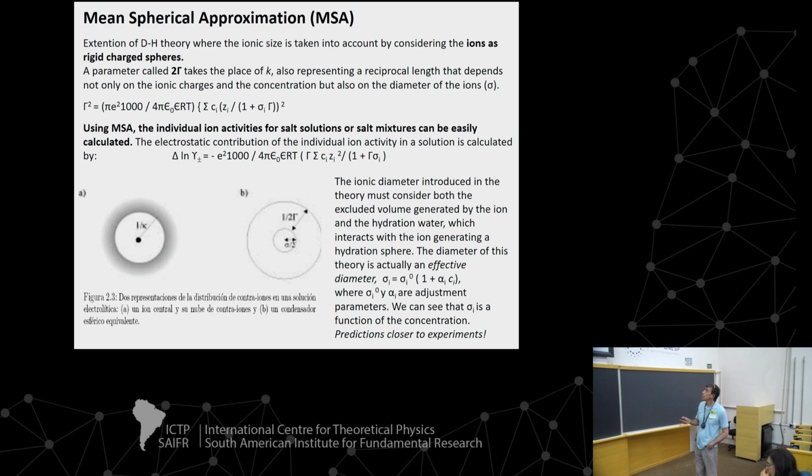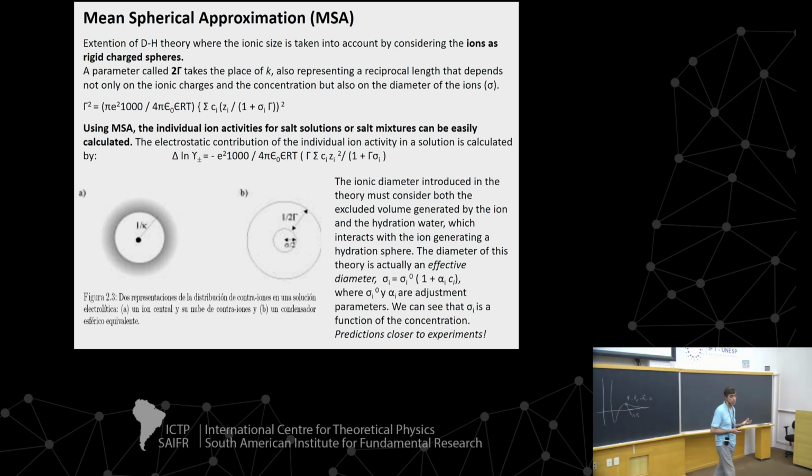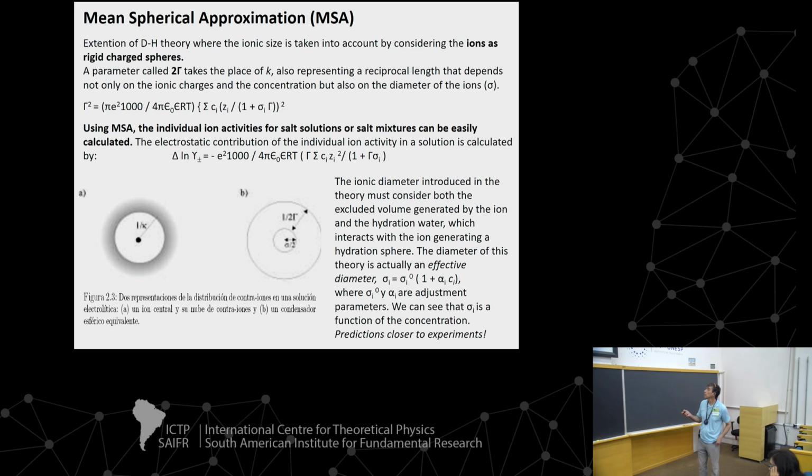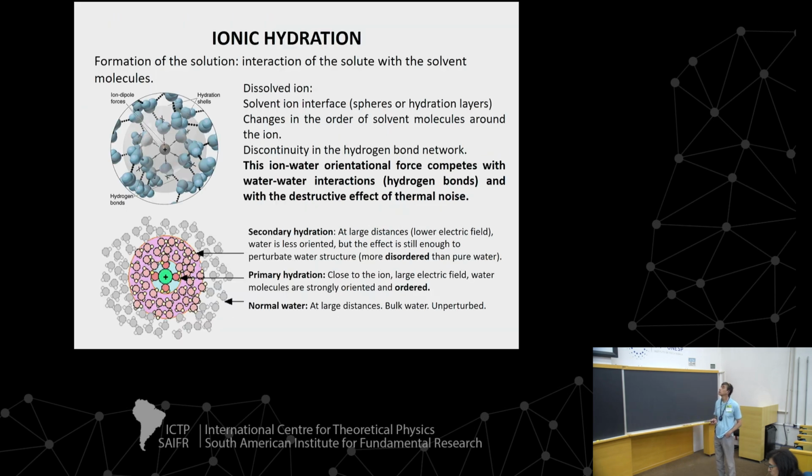And when you consider the size of the ions, you must not only consider the crystallographic radius, which we are going to see later on, but you should consider that the ions are hydrated and they move with their water molecules around them. So there would be some kind of effective radius, and this diameter of the ions would be proportional also to the concentration of the solution. And the predictions are much better, are much closer to experiments.